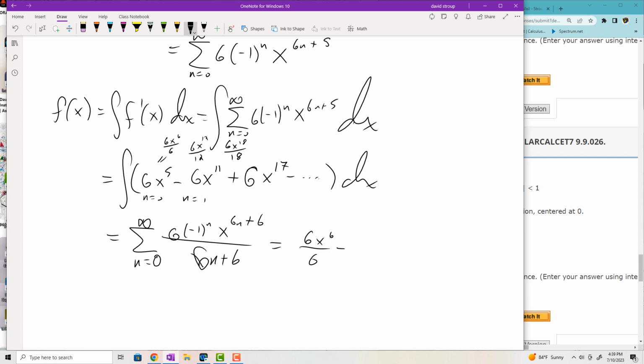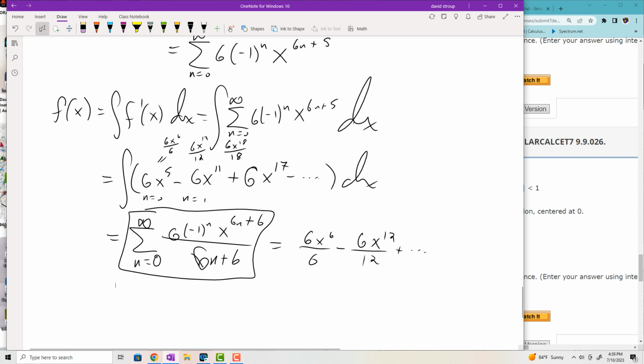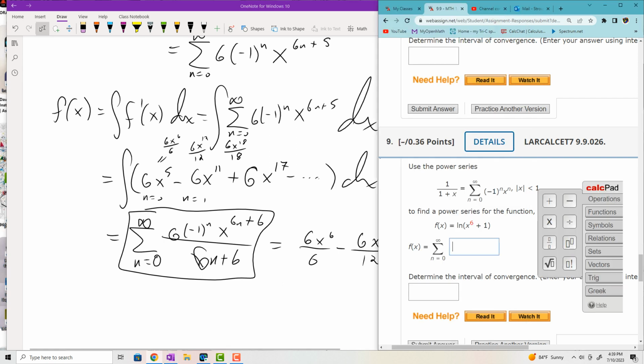Let's try one more. N is 1. You get 6 negative x to the 12th. Yeah, which is what we want, all over 12. All right, so we nailed it. That is then going to be your first answer, right?